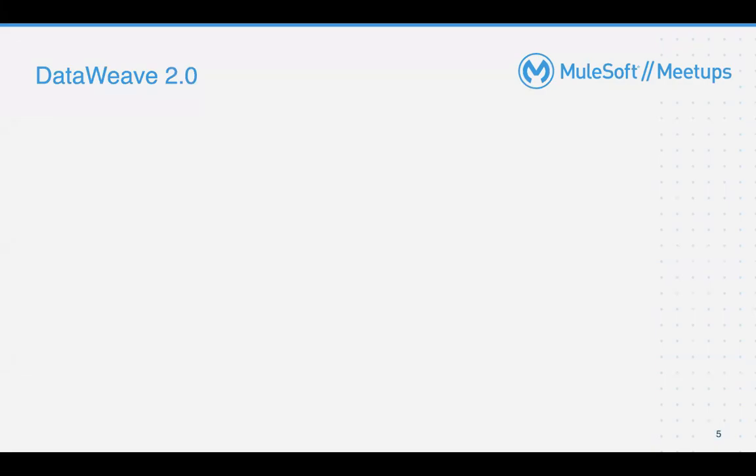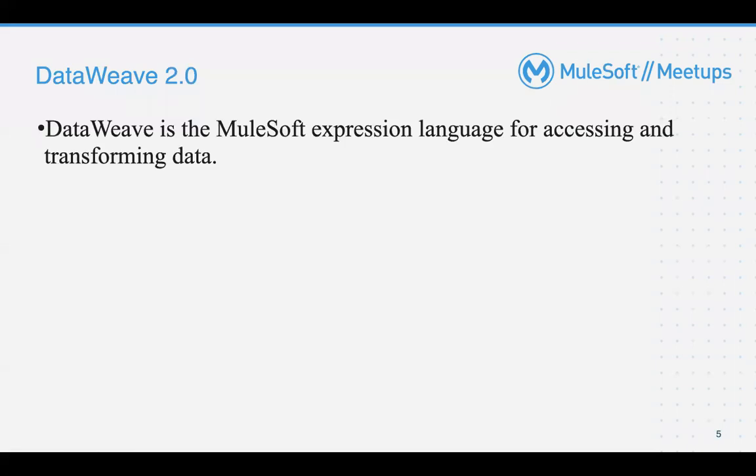Okay. So guys, DataWeave 2.0. So what is DataWeave? DataWeave is the MuleSoft expression language that we are using for accessing and transforming data.